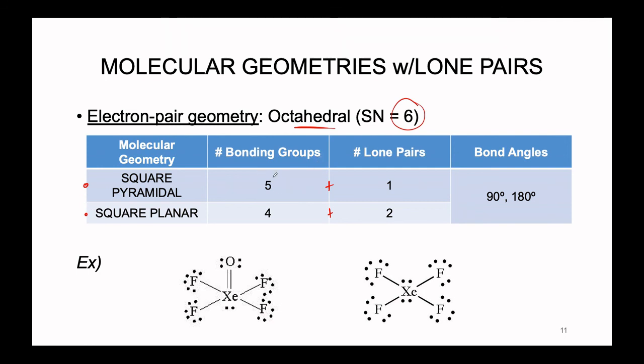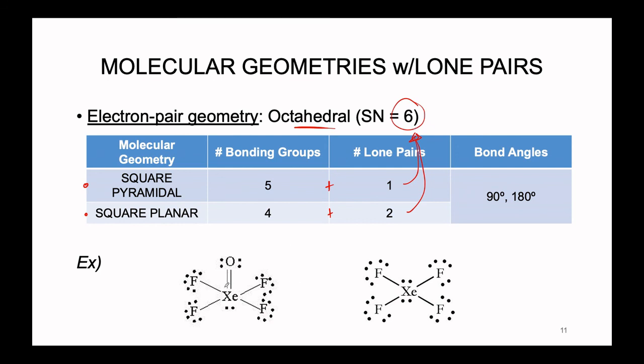The first arises if we have 5 bonding groups and 1 lone pair, right? We add those 2 things together. This is where the steric number of 6 comes from. And our second is if we have a total of 4 bonding groups and 2 lone pairs, we add those together, and again, that's where the steric number of 6 comes from. Down below we have 2 examples, one for each of these geometries.